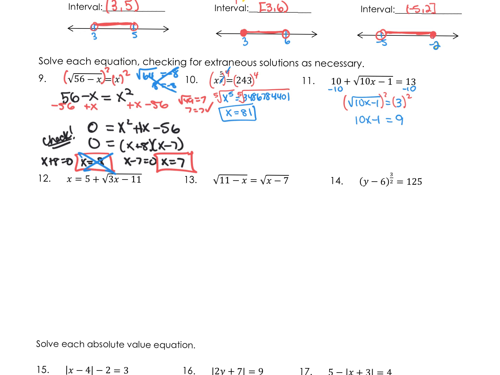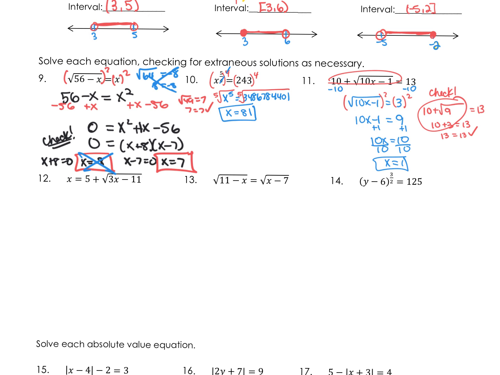Now this one only has an x, so we just need to solve for x. So we'll add 1, divide by 10, and we'll get x equals 1. Now we should double check these just to make sure. If I plug in 10 plus radical 10 minus 1, I'll get radical 9 equals 13. And this will be 10 plus 3 equals 13, and 13 equals 13. So that does work. Again, you could do this part here in your calculator, that's fine, if you just plug it all in over on this side.